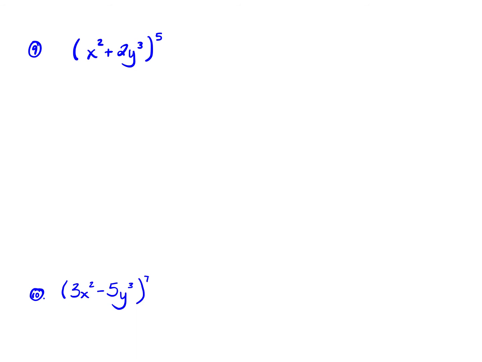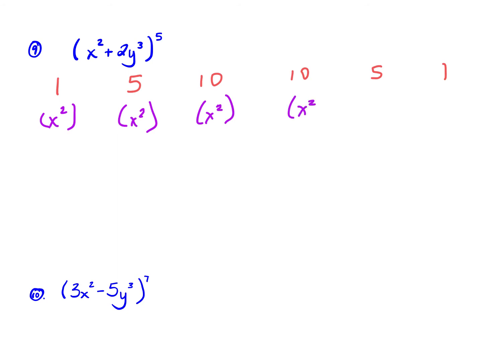5th row. Does anybody know what the 5th row pattern is? It's 1, 5, 10, 10, 5, 1. Now this one's a little different because both terms have what? Both terms have exponents. Okay, no big deal. I'm going to still write my first term, x squared. I'm just going to put it in parentheses. X squared, x squared, x squared, x squared, x squared.